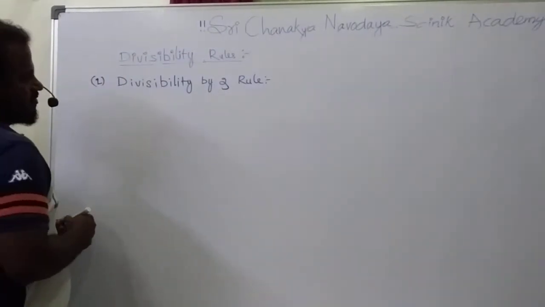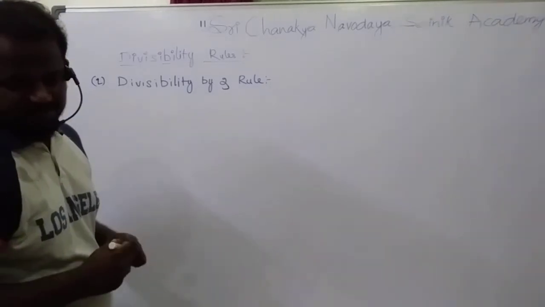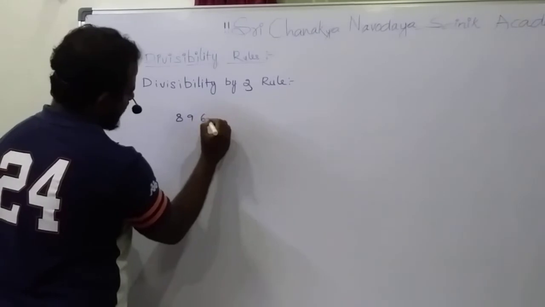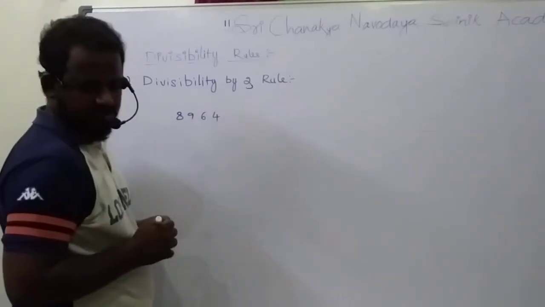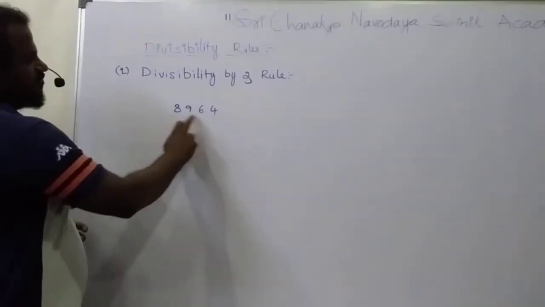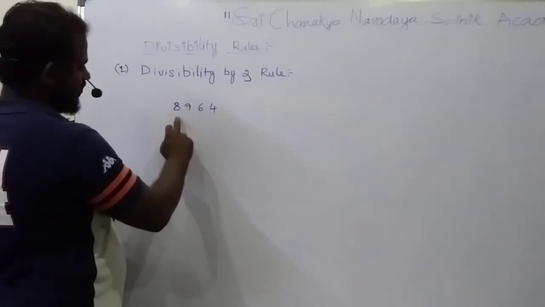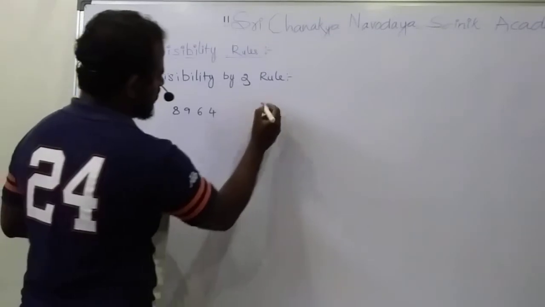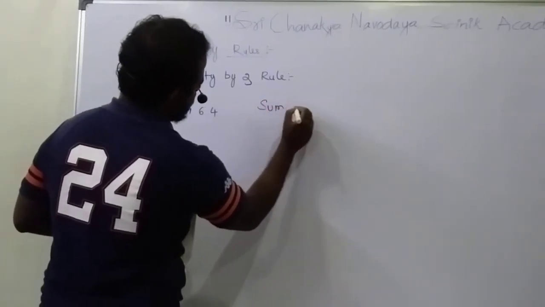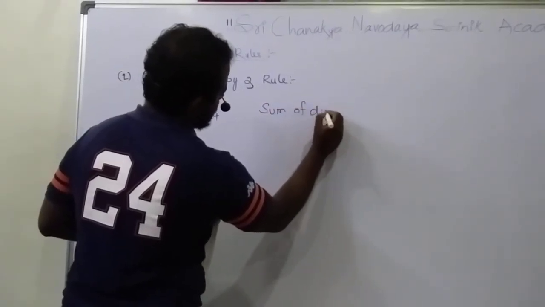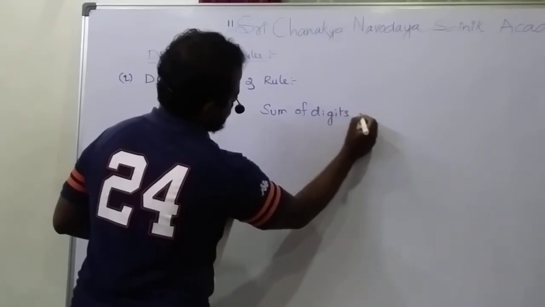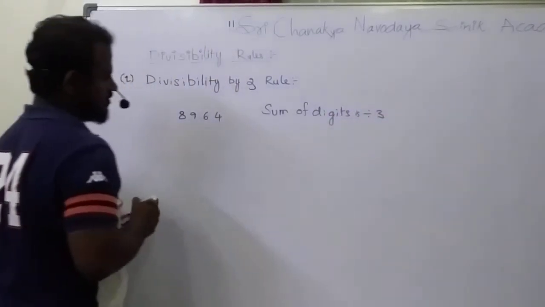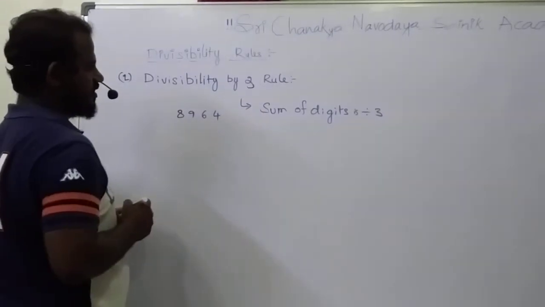I will take an example so that we will get a better understanding. Let's take the number 8964. This is the given number, a 4-digit number. If we want to check whether this number is divisible by 3 or not, the criteria is the sum of digits is divisible by 3. So this is the criteria for the divisibility by 3 rule.